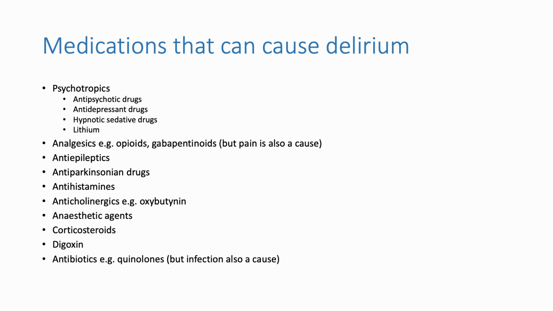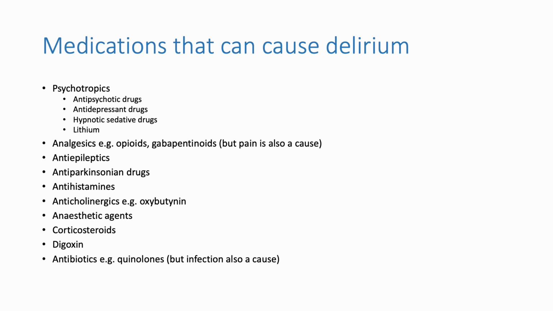In terms of medications that can cause delirium, psychotropics are a group of medications that can commonly contribute to or cause delirium and include antipsychotics, antidepressants, hypnotic sedative drugs such as benzodiazepines, and lithium. Analgesics such as opioids and gabapentinoids can also cause delirium, but it is also important to ensure that pain is controlled, as pain can also contribute to delirium.